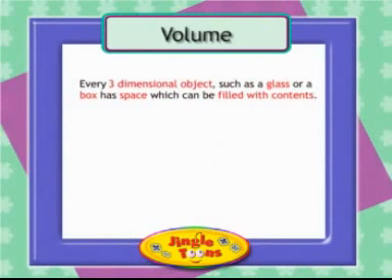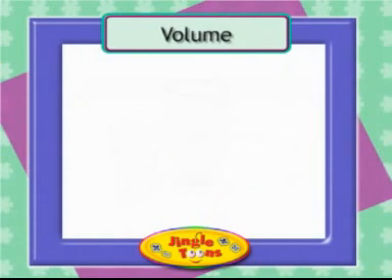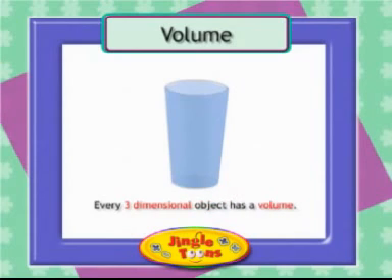Volume. Every three-dimensional object, such as a glass or a box, has space which can be filled with contents. Like you fill a glass with water. In the language of geometry, this space is called volume. So every three-dimensional object has a volume.